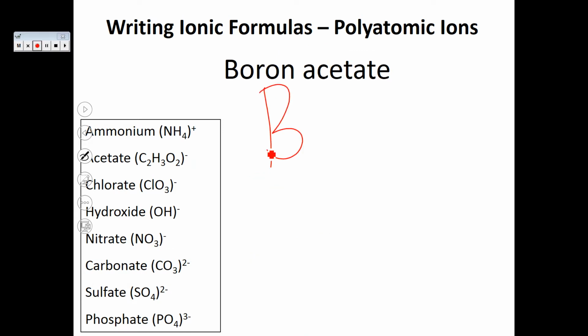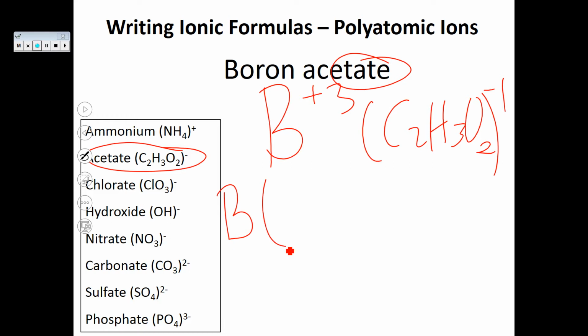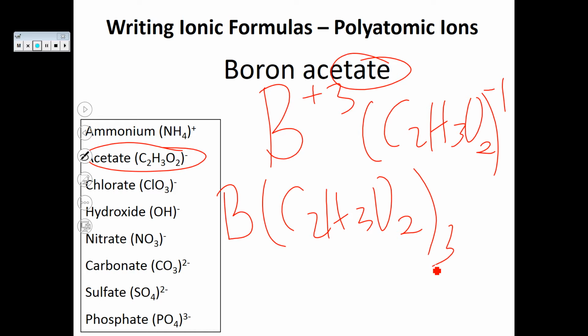Boron acetate. Boron is +3. Acetate is weird, so you come over here, see it on the polyatomic list. It is C2H3O2-1. So then this becomes B C2H3O2, 3 on the bottom.